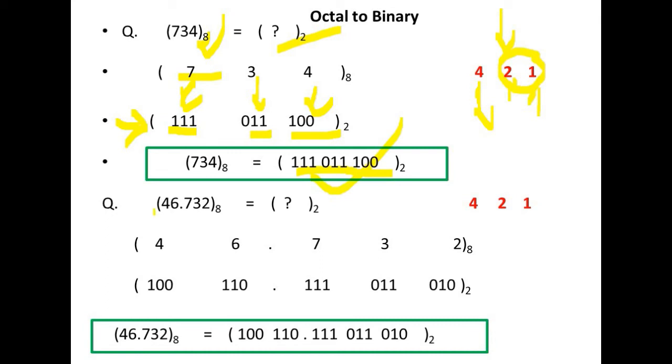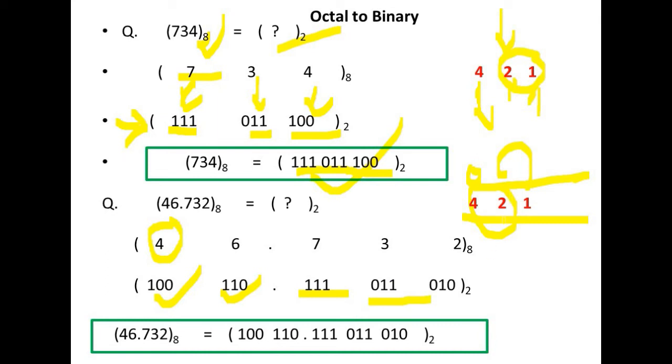Take the next question: 46.732. Again write these numbers separately. The binary equivalent of 4, using the sum of weights, we can write 1, 0, 0. For 6 we require 4 plus 2, so these two are 1 and one position is 0: 1, 1, 0. For 7 all 3 digits are required: 1, 1, 1. For 3 these 2 digits are required, this is not required, so put 0: 0, 1, 1. And for 2 we have 0, 1, 0. So we have got the answer 100 110 . 111 011 010.